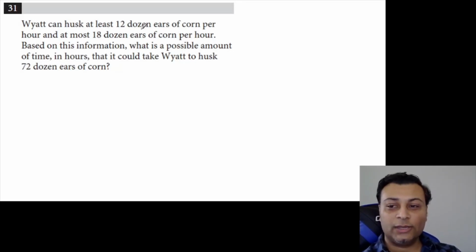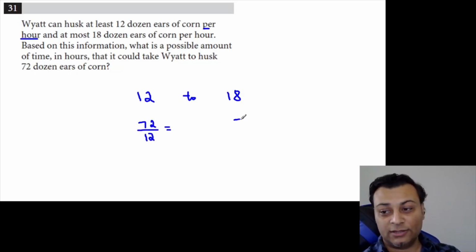Okay, so he can do between 12 to 18 per hour, depending on how fast or how slow he works. If he works at his slowest possible rate, he's going to do 12 in 1 hour. If he works at his fastest possible rate, he'll do 18 in 1 hour.